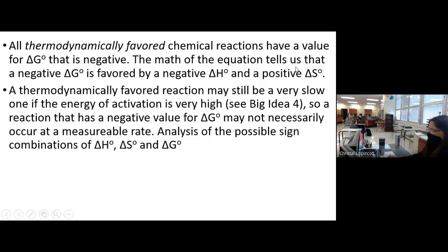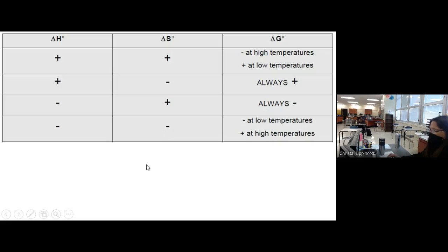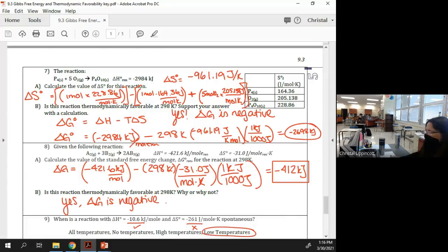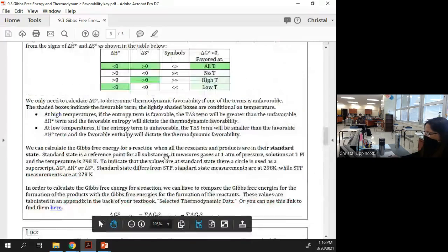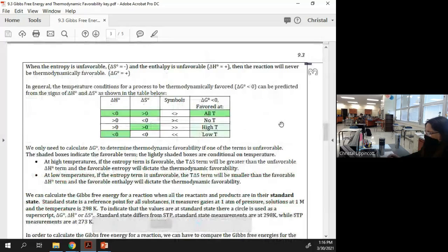This was back in the day where we had big ideas. We'll talk about that in a minute. A thermodynamically favored reaction may still be very slow if the energy of activation is high. So the reaction has a negative delta G. We just need to talk about this. This is in your sheets, but when I was going through these sheets, the way they have this presented, I got to thinking about this.